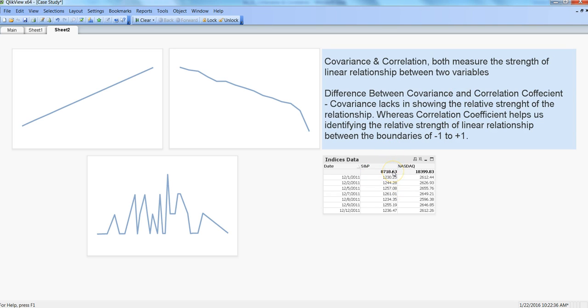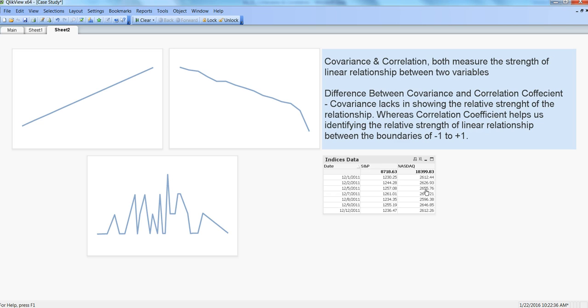Here I have a quick example of indices data. We have two indices, S&P and NASDAQ, where I have their information by dates. On 1st of December, S&P was at 1230, and NASDAQ was 2612. On 2nd of December it was 1244, and NASDAQ was 2626. On 5th of December it was 1257, and NASDAQ was 2655.